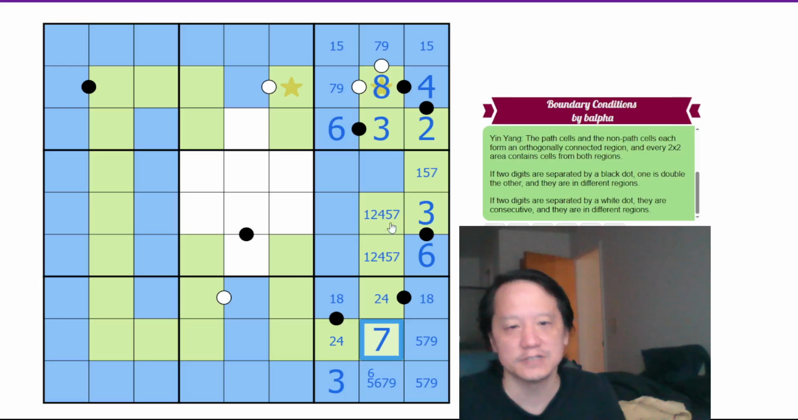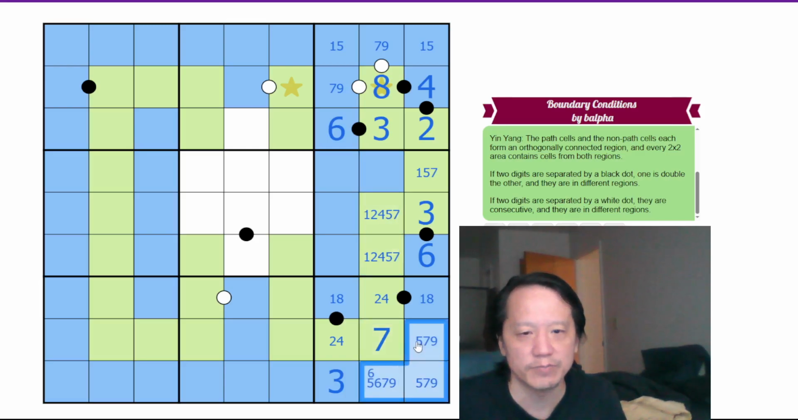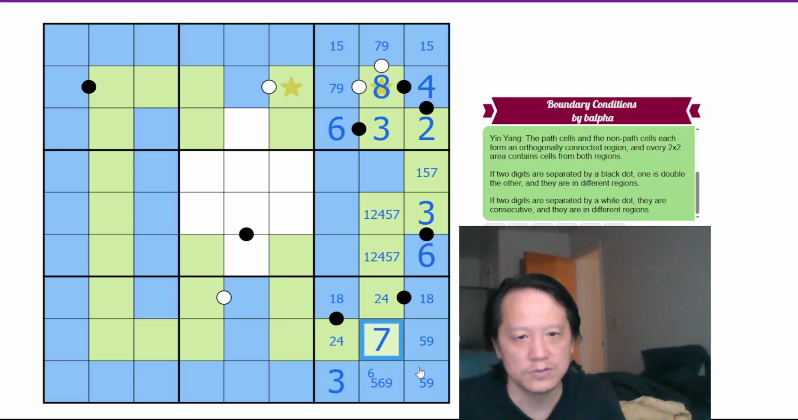So this is 7, which eliminates 7 in the rest of the box. That means this can't be the 7 here. Eliminates 7 in the rest of the box. We have a 5, 9 pair in box 9, which eliminates 5 and 9 in the rest of the box. So no 5 or 9 there, it's 6. This 5, 9 pair eliminates 5 and 9 in the rest of the column, so no 5 or 9 there. It's 1, which makes it not 1, so it's 5.